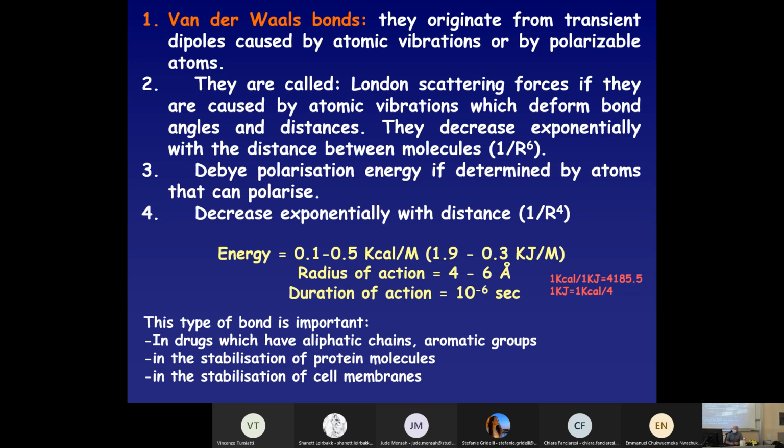This type of bond is important in drugs with aliphatic chains, aromatic groups. This bond is also involved in the stabilization of protein molecules, tertiary structure, and stabilization of cell membranes. The long chains of phospholipids interact with this type of bonds.